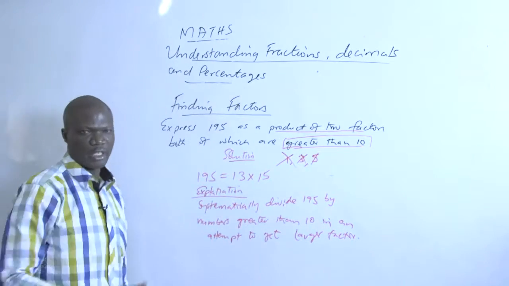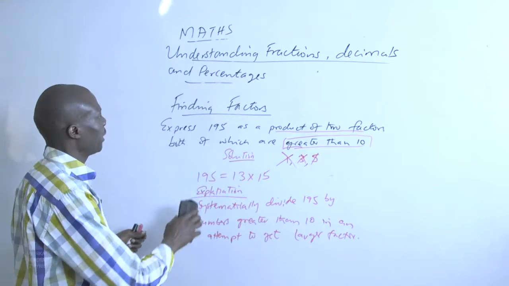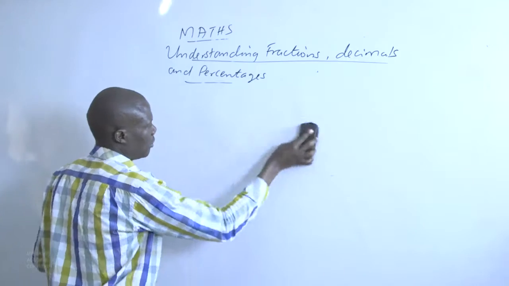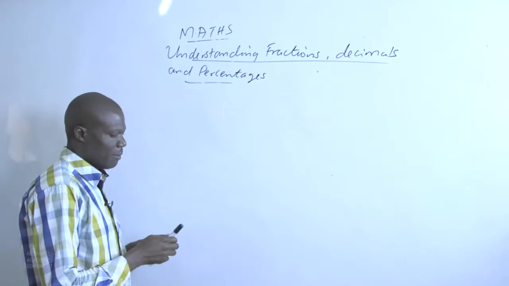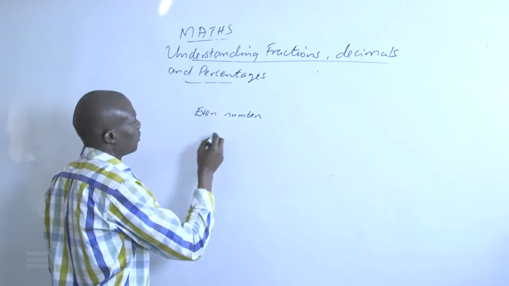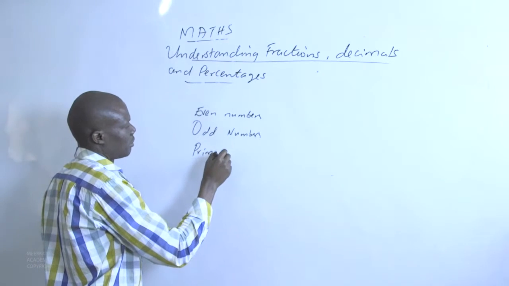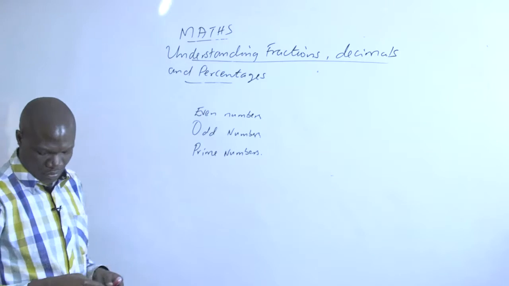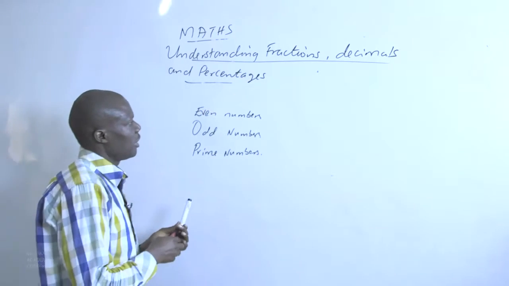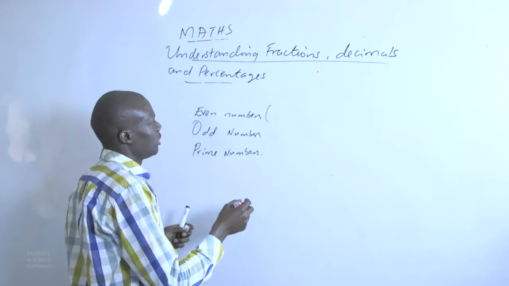As you go about the issue of factors, the issue of multiples, it is good to note other numbers that exist, that I'll explain. We have other numbers that exist that we call even numbers, odd numbers and prime numbers. Now, we should know what even numbers are. Even numbers are all the numbers that are divisible by 2.